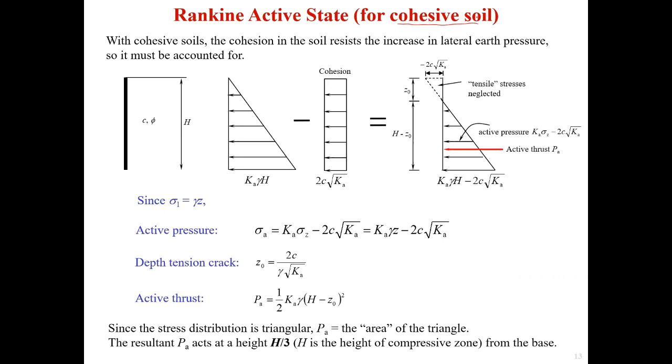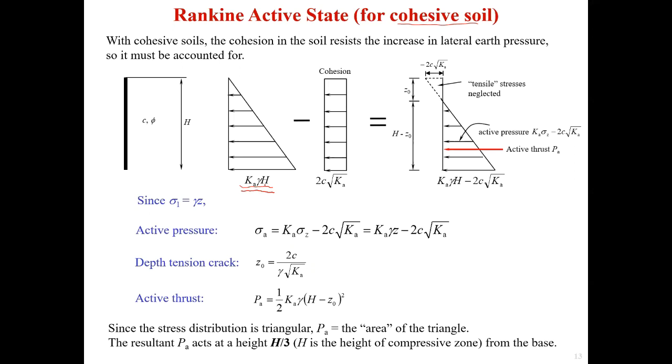We know the clay has some cohesion. The cohesion in the soil resists the increase in the lateral pressure, so it must be accounted for. It essentially acts in a manner that tries to hold the soil up by itself. The active stress without cohesion is Ka times gamma h. This is the stress triangle we learned before. If we didn't consider cohesion, that's the lateral pressure distribution, and the expression is Ka times gamma h.